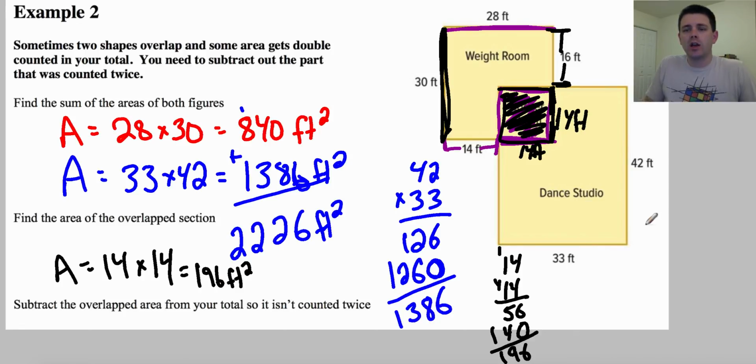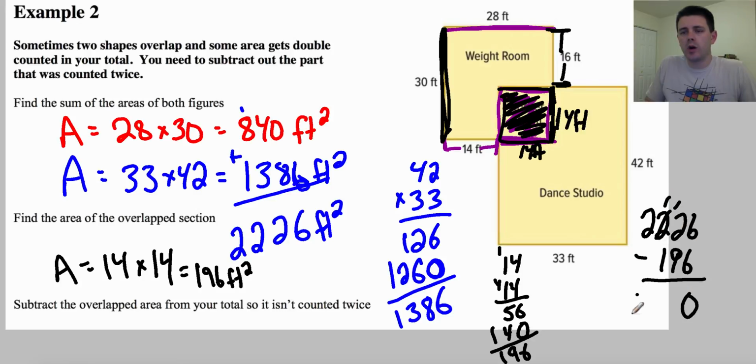So I take my total of 2,226. I subtract away the part that got counted twice. I do a little bar, and I get 2,030 square feet total. So in this case, I found the area of both of my big shapes, but because they overlapped, I had to subtract out that area so that it wasn't counted twice. Okay, lots of calculations, but we got there.